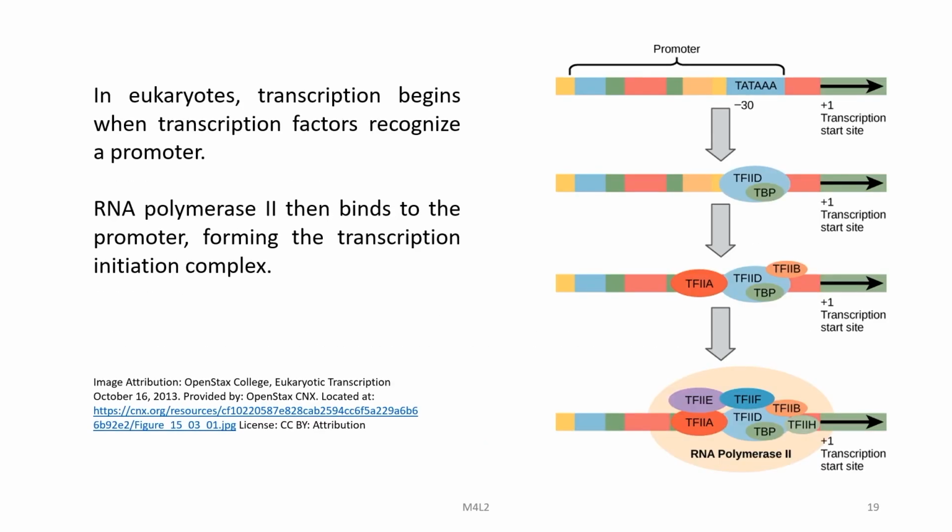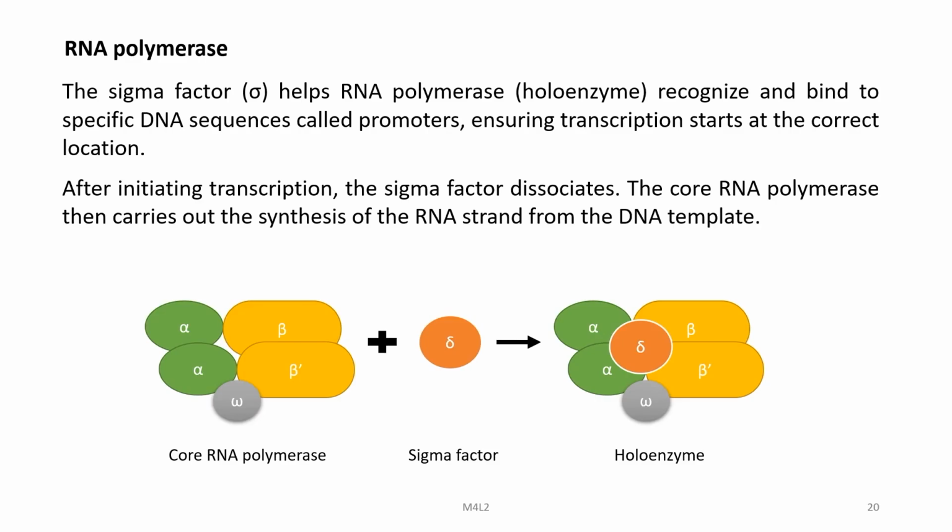So, in eukaryotes, transcription begins when transcription factors recognize a promoter. RNA polymerase II then binds to the promoter, forming the transcription initiation complex. So, you can see here the RNA polymerase with many of these factors which are getting involved. The sigma factor helps RNA polymerase recognize and bind to specific DNA sequences called promoters, and ensures transcription starts at the correct location.